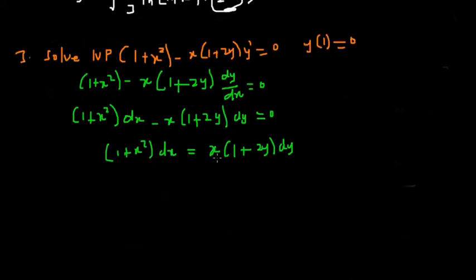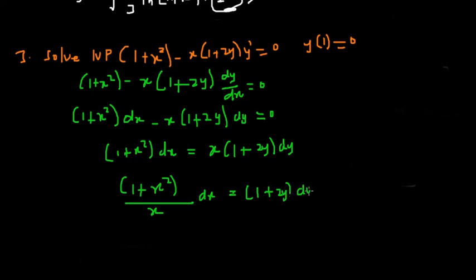Now let's move this x to the left hand side of the expression. So you have 1 plus x squared divided by x dx equals 1 plus 2y dy. Yes. Now let's move on. From here you can notice that we've been able to group only our x's and then our y's. That's what a separable differential equation implies.